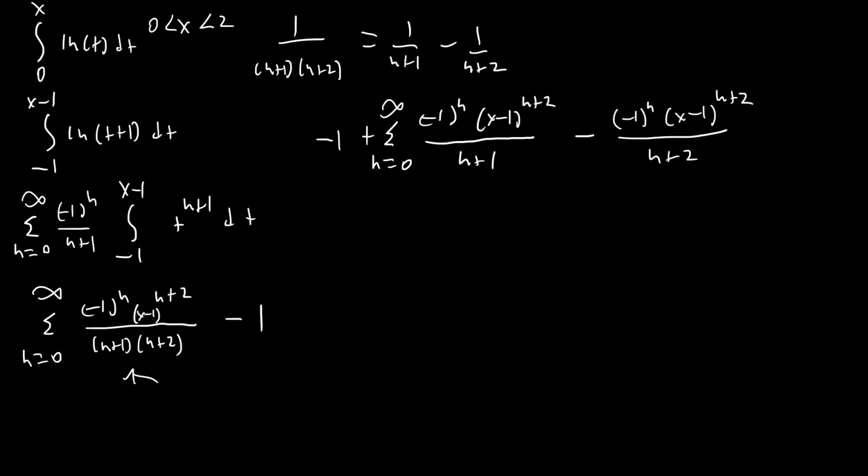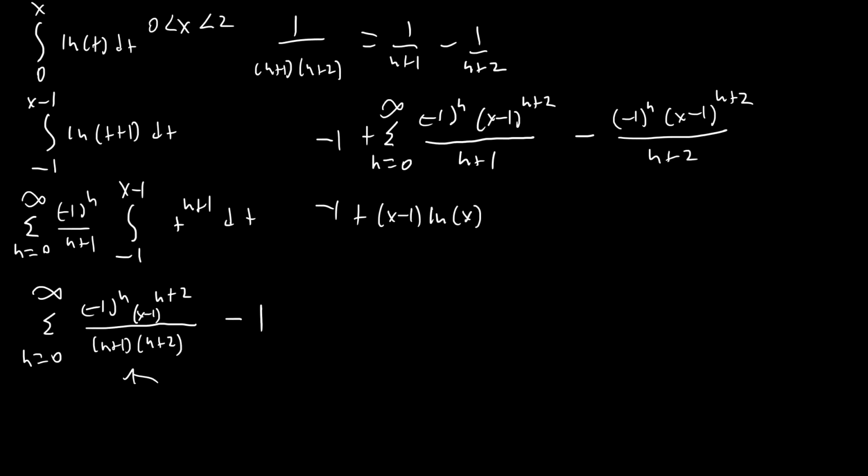Alright, so for this first summation right here, all we have to do is factor out an x minus 1, and we're going to end up with a very simple summation, which is the sum of negative 1 to the n, x minus 1 to the n plus 1 over n plus 1. And we can just recognize that this is going to be natural log of x minus 1 plus 1, which is just natural log of x. Alright, so we have natural log of x right here.